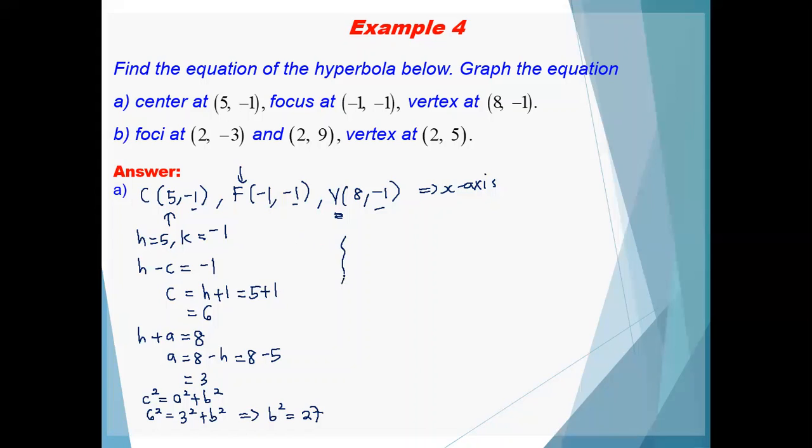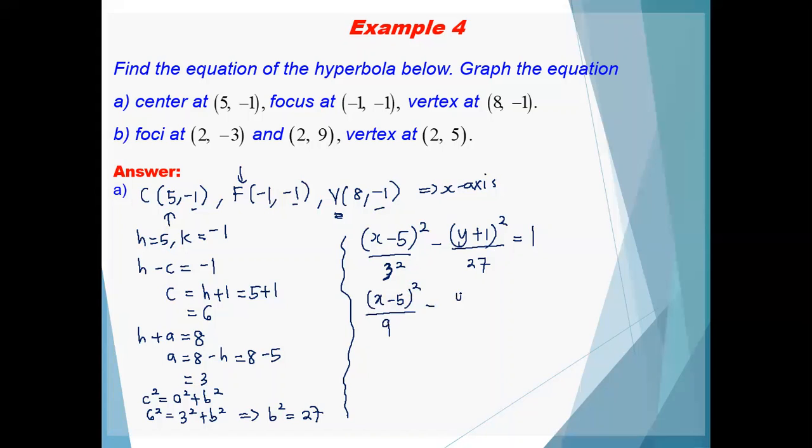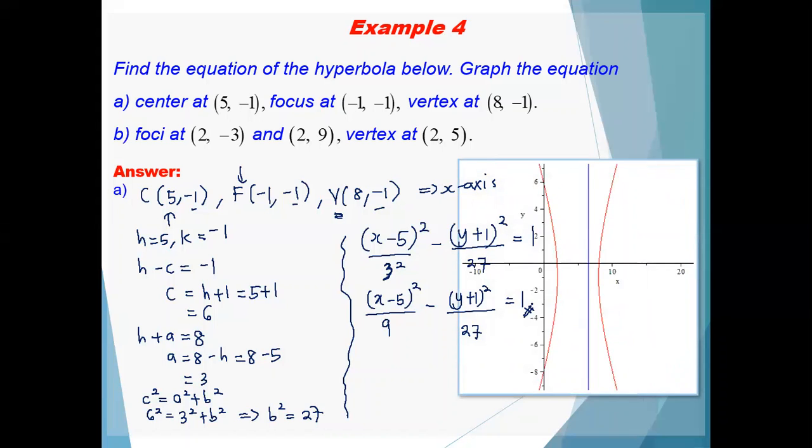So we want to find the equation. The equation of the hyperbola at center 5, -1 is x minus 5 square over a square, where a square is 3 square, minus y minus k, which is y plus 1 square, over b square, which is 27. This is not 32. On the x-axis it is equal to 1. So you simplify: x minus 5 square over 9 minus y plus 1 square over 27 is equal to 1. So sketch the graph. Okay, so that is how it looks.